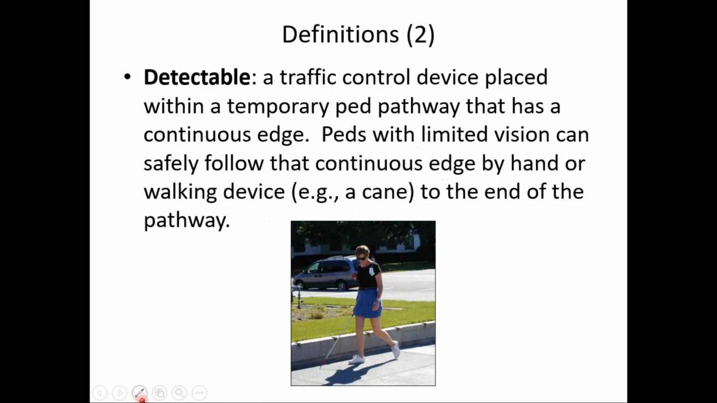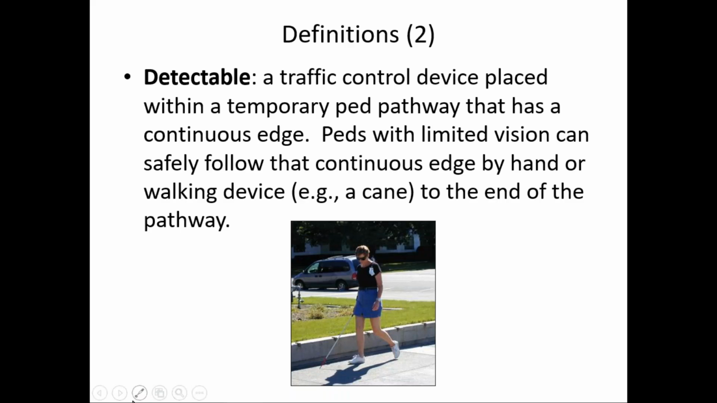The other term I keep using is detectable. And detectable means a traffic control device or a device placed within a temporary pedestrian pathway that has a continuous edge. So pedestrians with vision impairments can follow that continuous edge either by their hand or by an assistive device, notably the long cane, they can follow that to the end of the pathway.